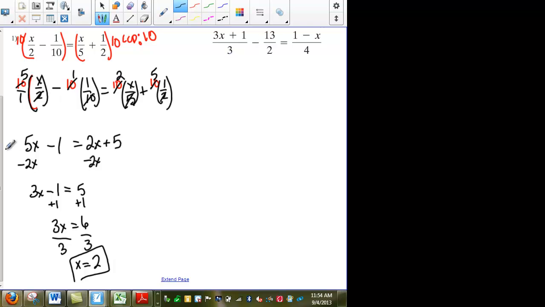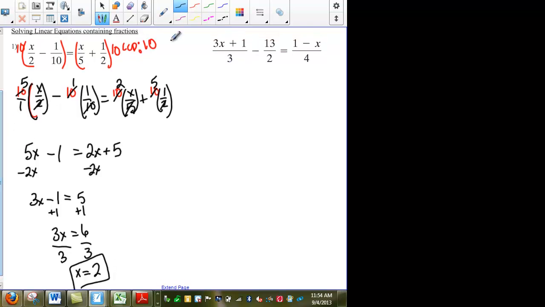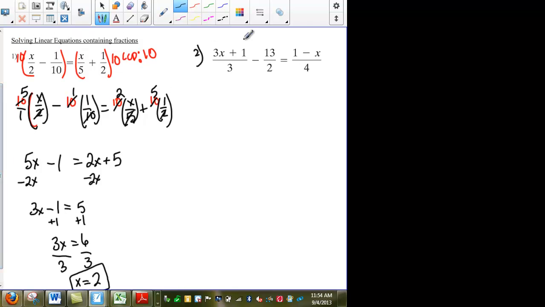And for number 2, what's the least common denominator for this one? 12. So your least common denominator for number 2 is going to be 12. And I'm going to give you all a second to go ahead and get started on it. And then we'll go through it.